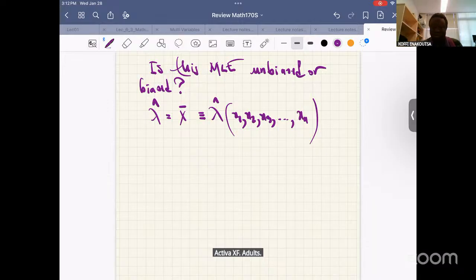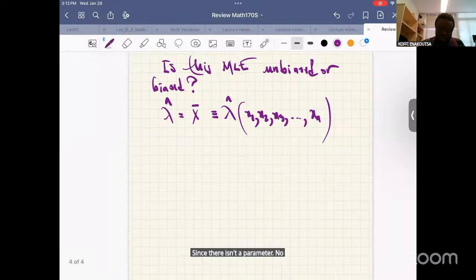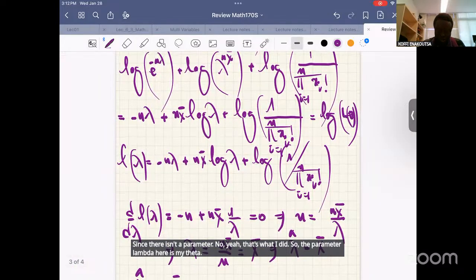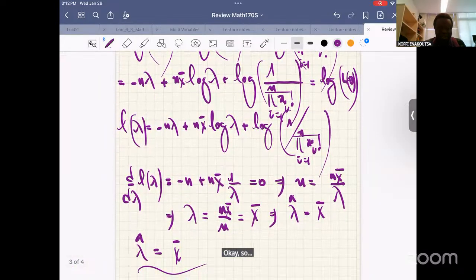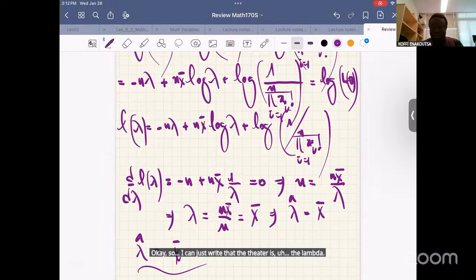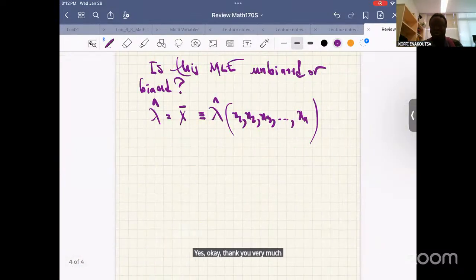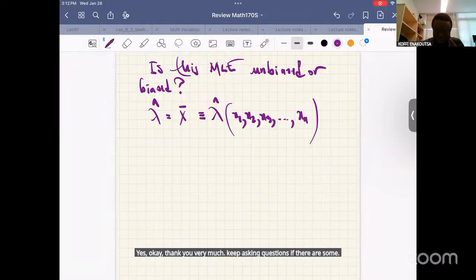There is another question. What is the significance of theta in L theta, since theta isn't a parameter? Yes, that's what I did. The parameter lambda here is my theta. So I can just write that theta is the lambda. Does that answer the question? Yes, okay. Thank you very much. Keep asking questions if there are some things that are missing.